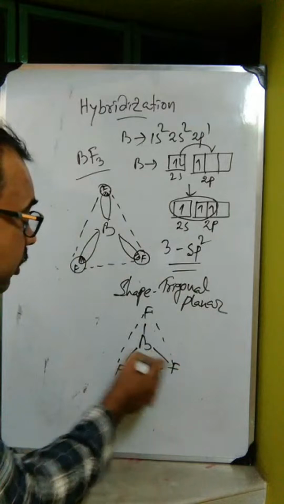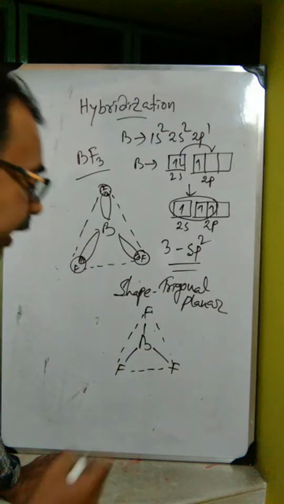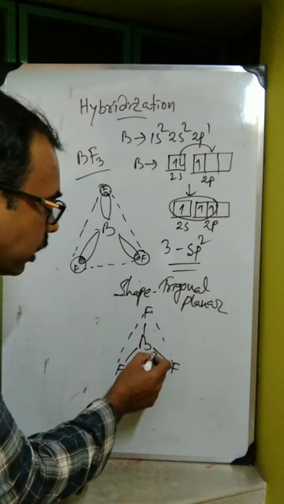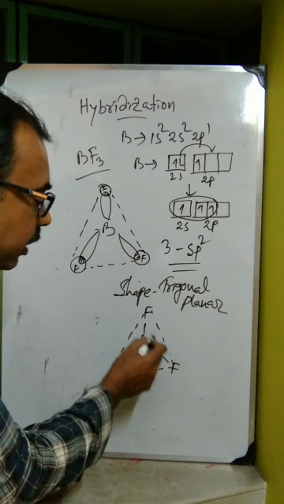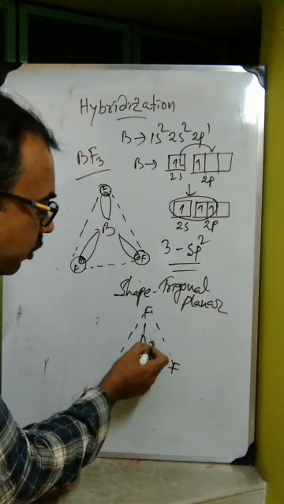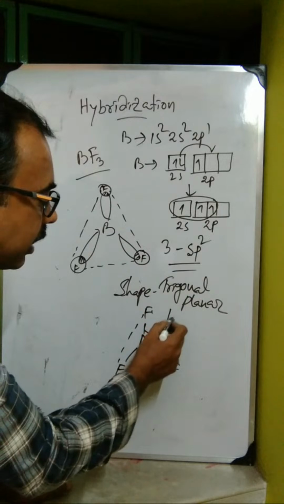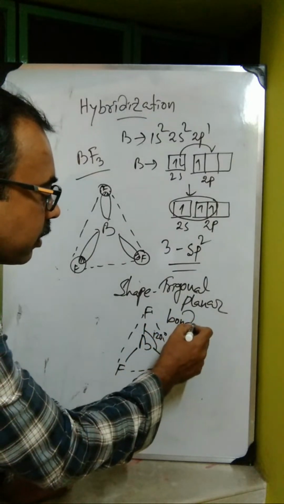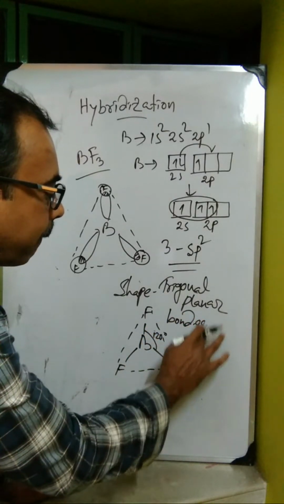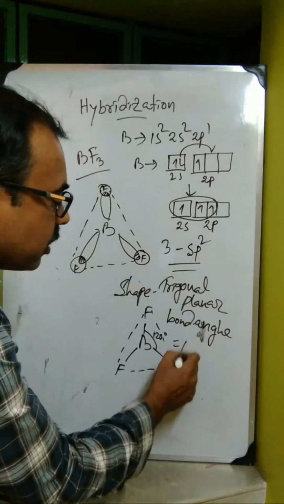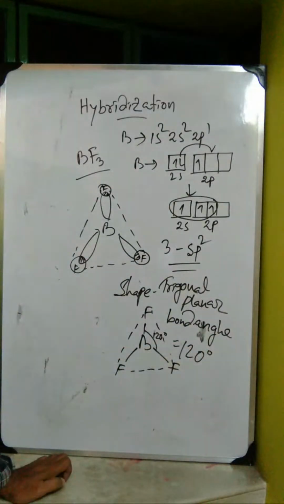This will be the trigonal planar shape, and the bond angle: all are on the same plane. Okay, the total angle is 360 degrees, and if you divide this by 3, then each bond angle will be 120 degrees. So the bond angle for trigonal planar shape is 120 degrees.